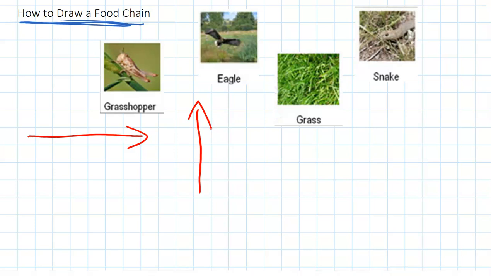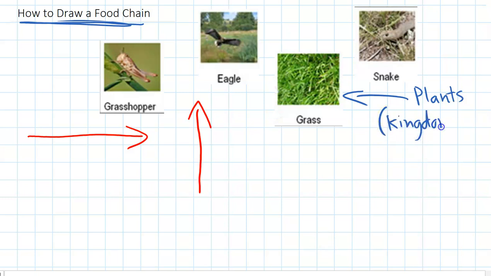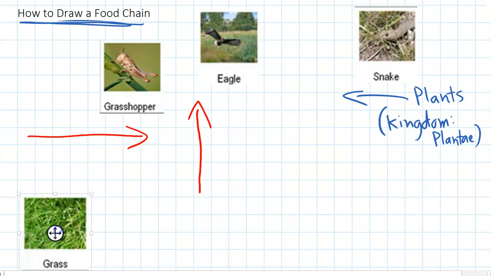Okay, so if we're starting on the left, we always start a food chain with the producer. So with the species that actually makes its own food and it doesn't need to eat anything else. And remember that plants are the kingdom that can make their own food because they use photosynthesis. And remember they're in the kingdom Plantae. So the grass is the producer in our food chain. So we'll put that down here on the left.